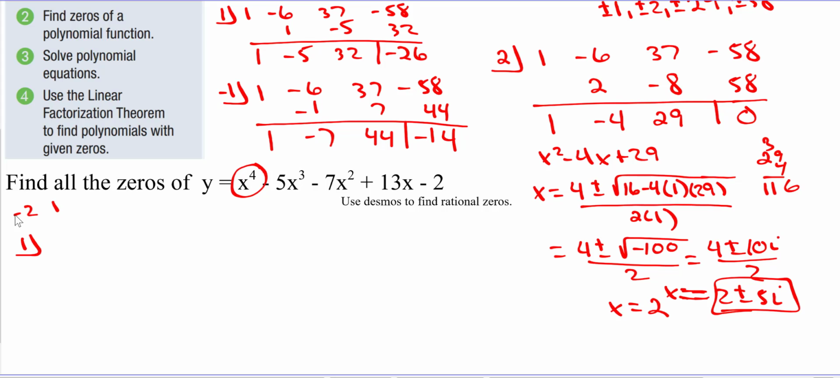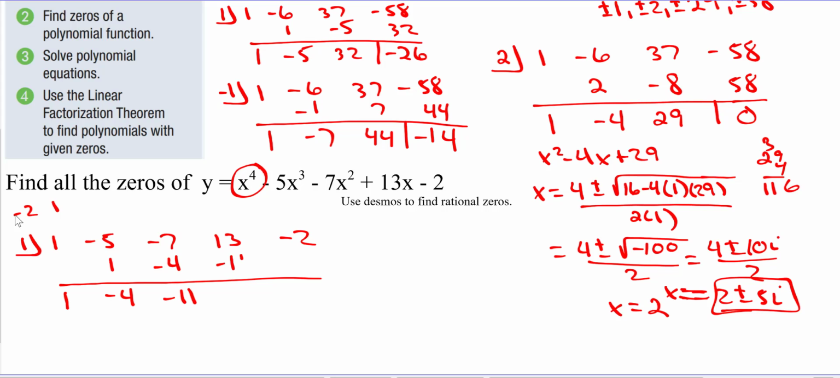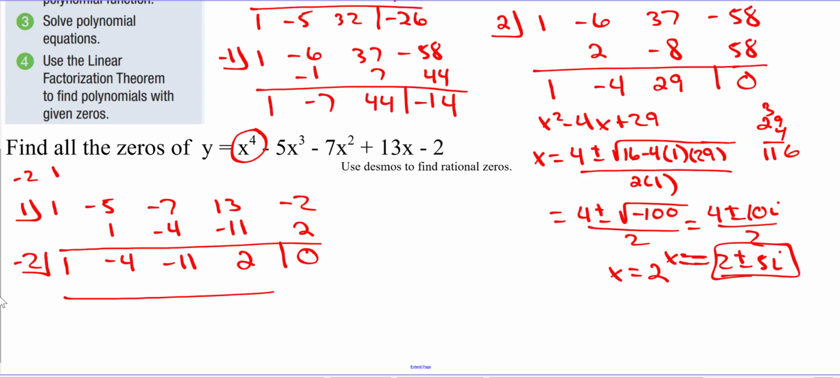So let's plug 1 in. 1, -5, -7, 13, -2. 1, 1, -4, -4, -11, -11. That's going to be 2, 2, and 0. Now we know that -2 works also, so we'll use the result and keep going, and we'll get down to an x squared, because if we have an x to the 4th, we need to find 2 zeros to get down to an x squared. So 1, -2, -6, 12, 1, -2, 0. So now we have x squared minus 6x plus 1, and we need the quadratic formula again.